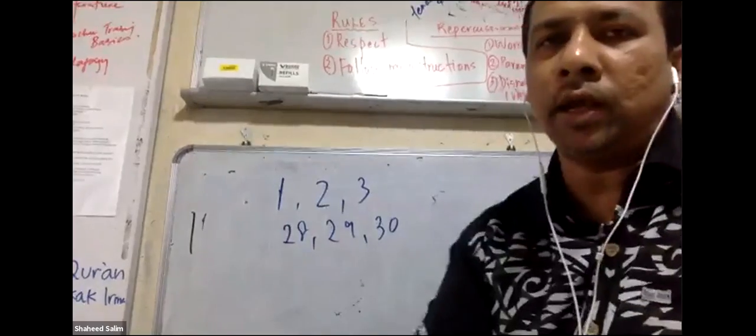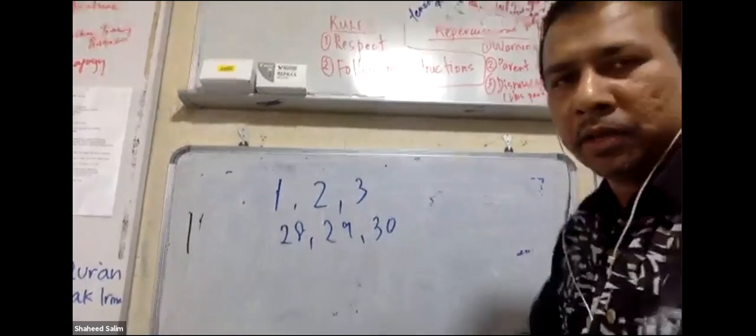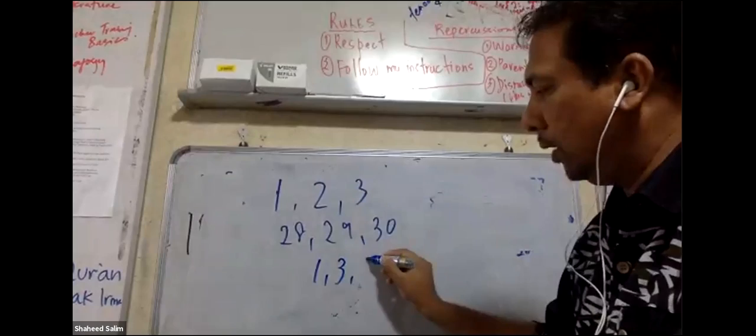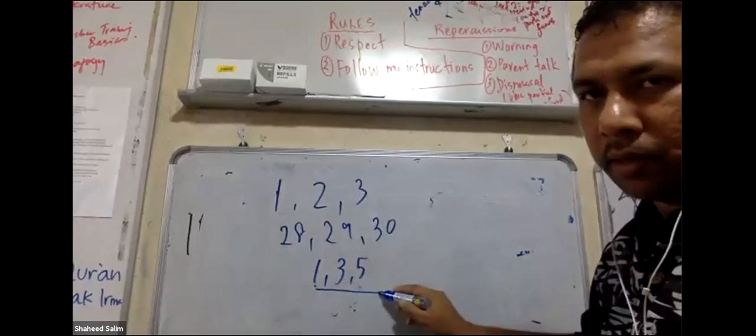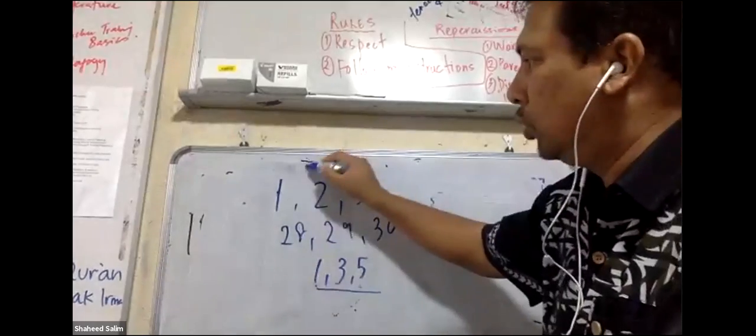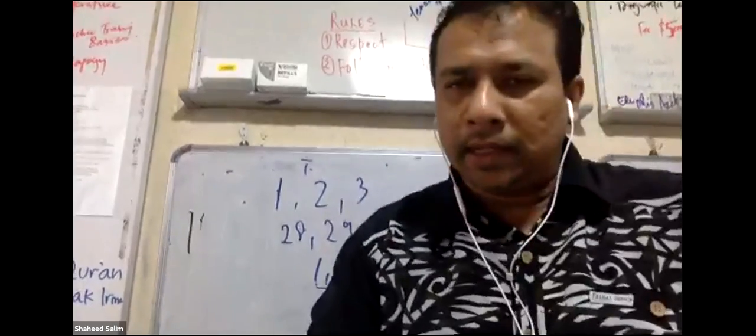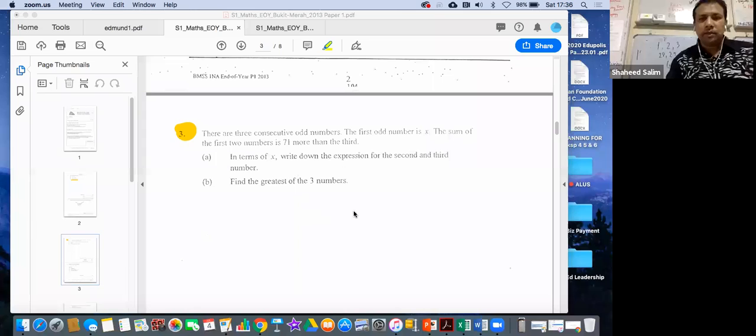So consecutive odd numbers, you give me one number that's odd. Any number that is odd, just give me. 1. So 1, the next one will be 3, 3. Next one, 5. So you can see, this is consecutive odd numbers. Days of the week is like Tuesday, Wednesday, Thursday. Same thing. So now, if we look at the question again, there are 3 consecutive odd numbers. The first one is X.